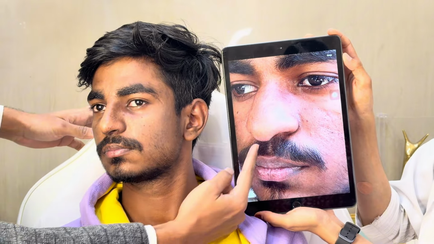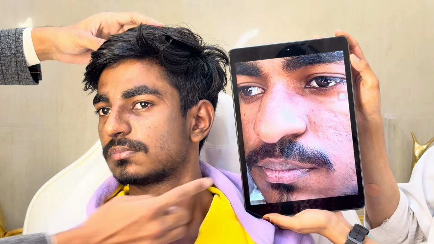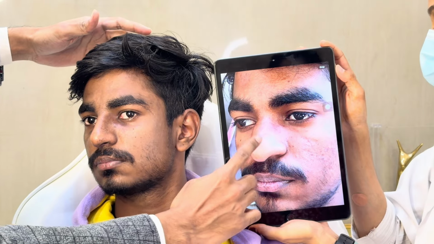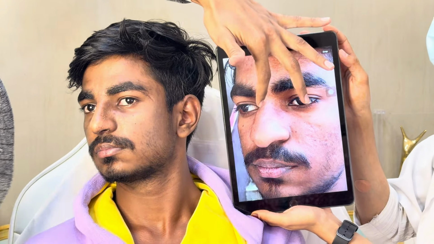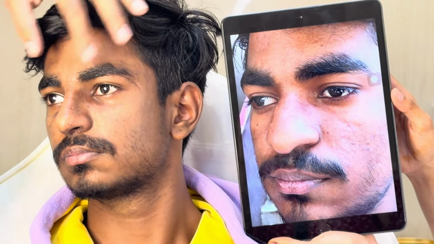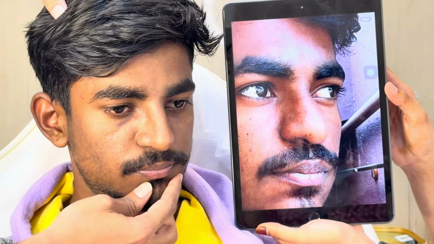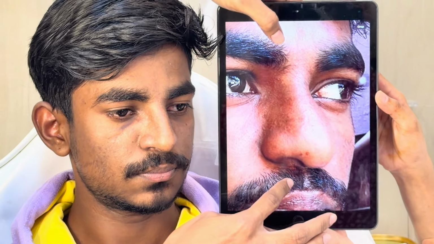So you can see the tip was looking downwards before surgery. The tip is lifted up, good projection, good tip support. So this is before and after. You can see how the dorsum was convex there. Now he has got the side profile as well, good, nice and straight, good thickness of the bone. So this is one more view, 45 degrees. So this is before and after.